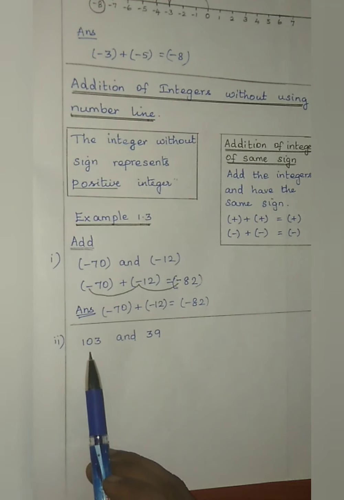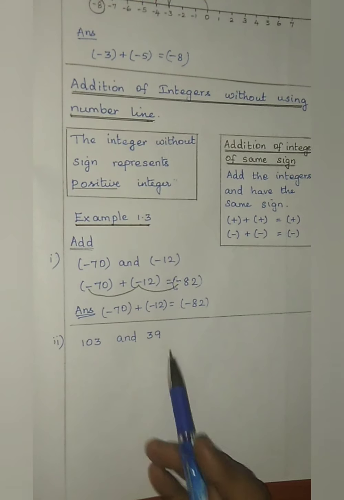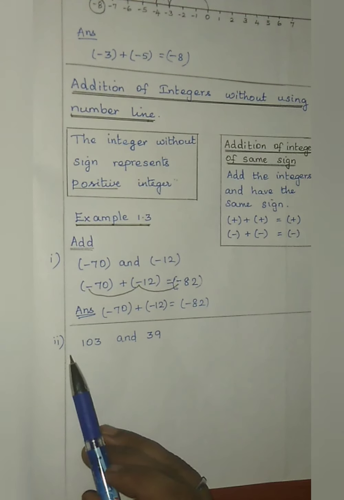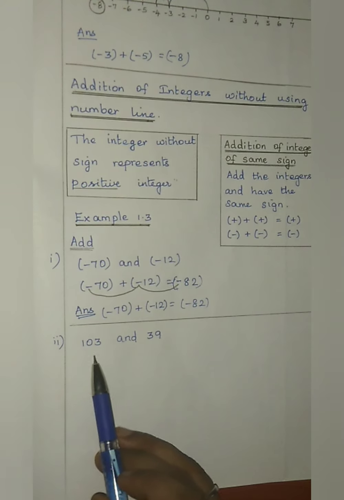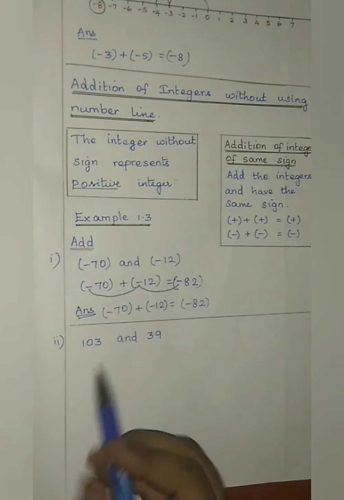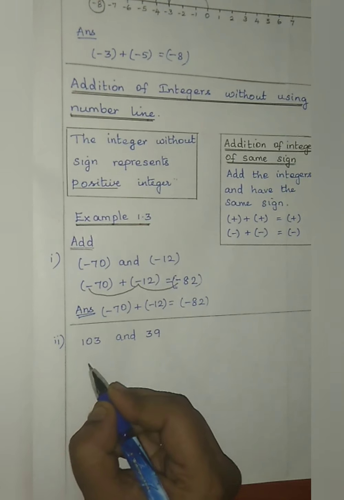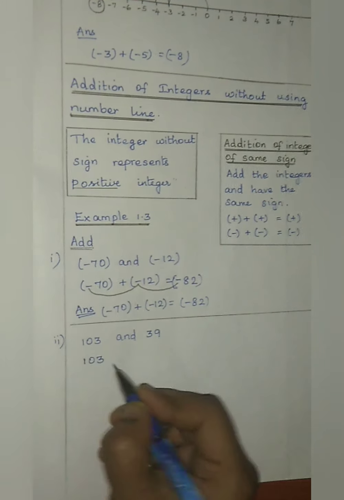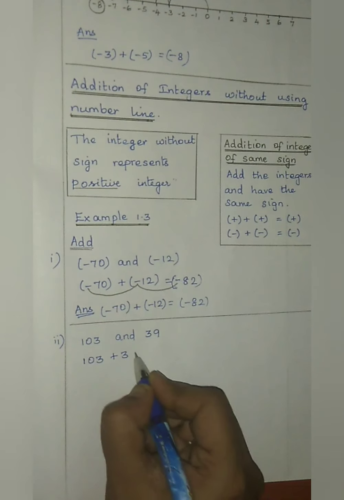Second subdivision, 103 and 39. These two integers do not have any sign in front of them, so we consider them as positive integers. In the next step, to avoid confusion, you write 103 plus 39.